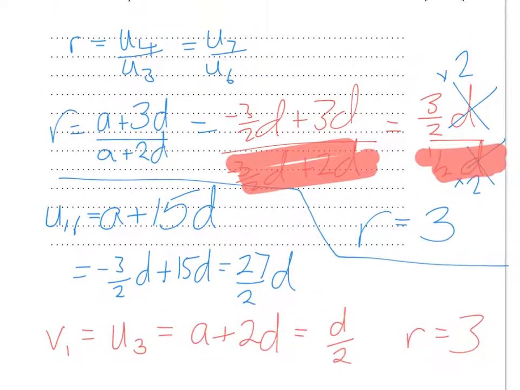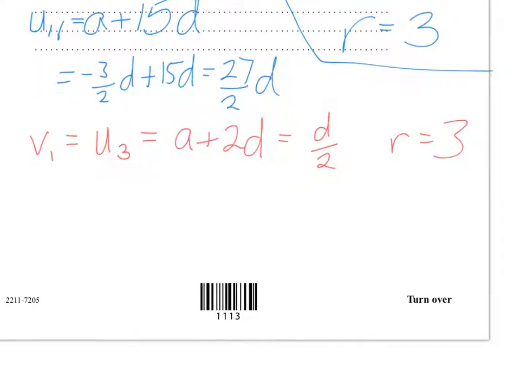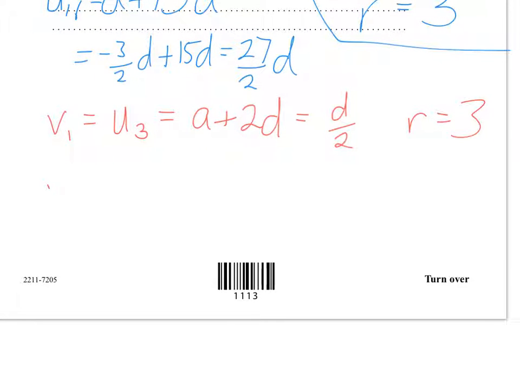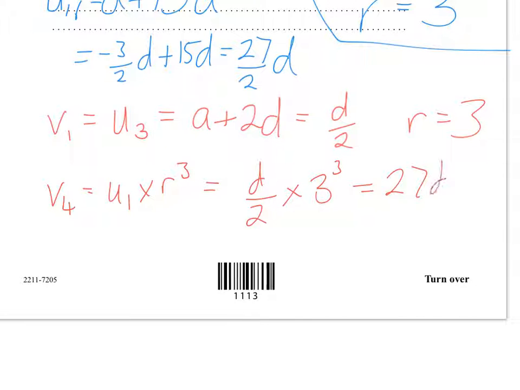so I can work out the fourth term of the geometric sequence, so v4. v4 is going to be equal to v1 times r cubed, which is d over 2 times 3 cubed, which is 27d, all over 2, which I already showed was u16. Therefore, v4, the fourth term of my geometric sequence, is equal to the 16th term of my arithmetic sequence, and my job is done.